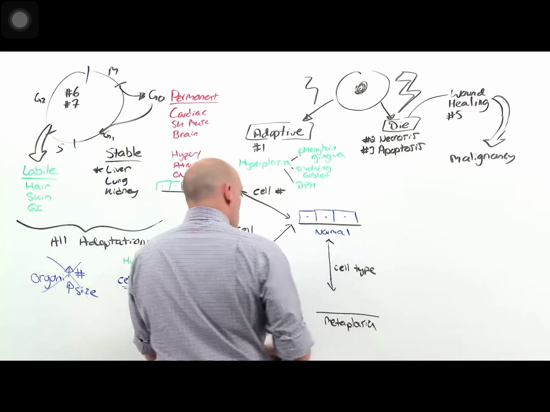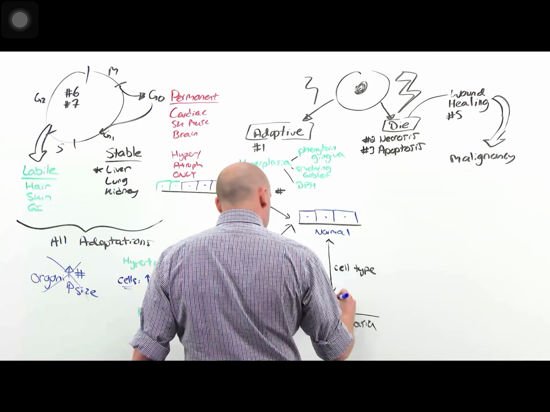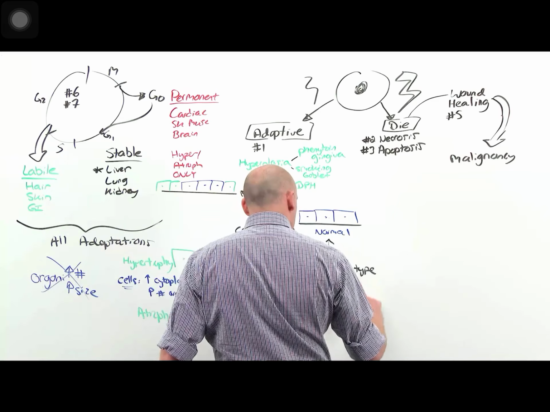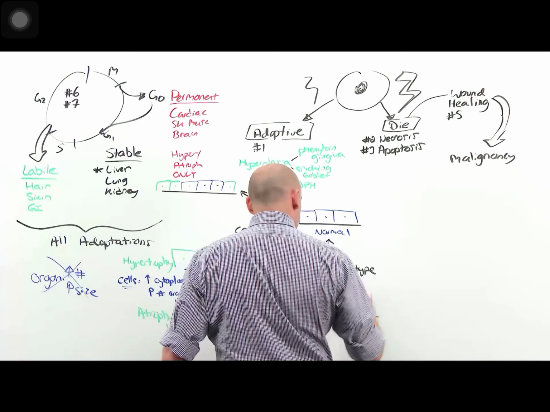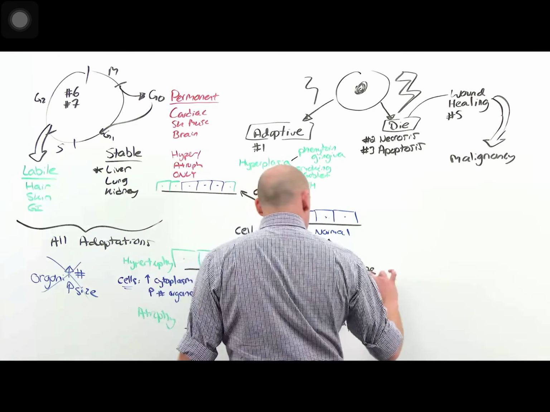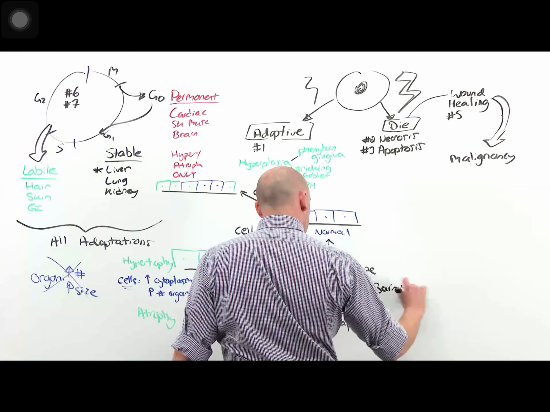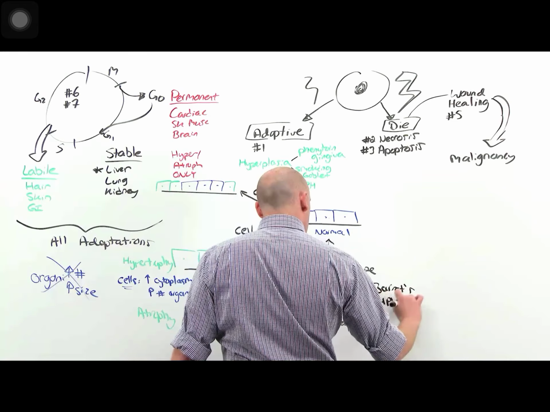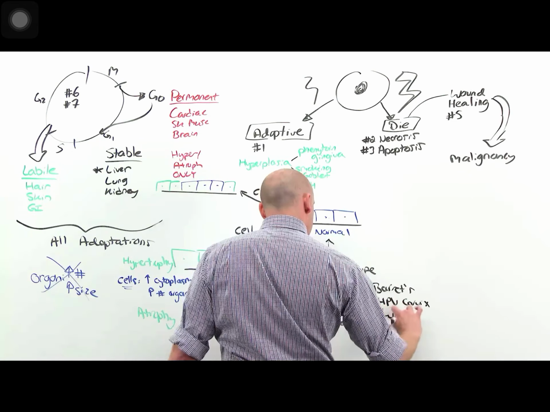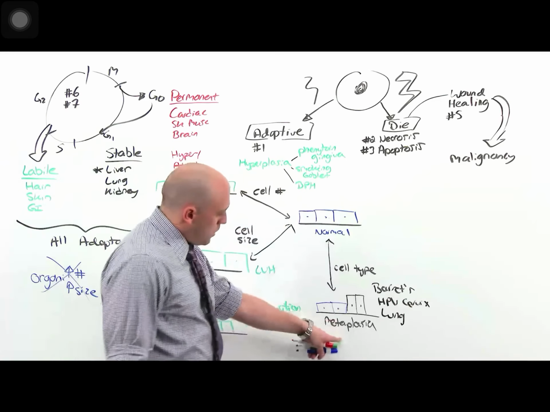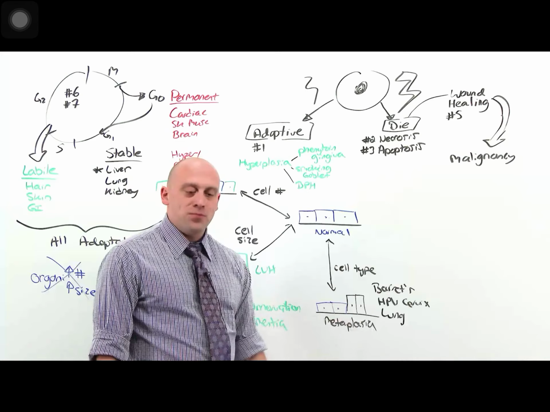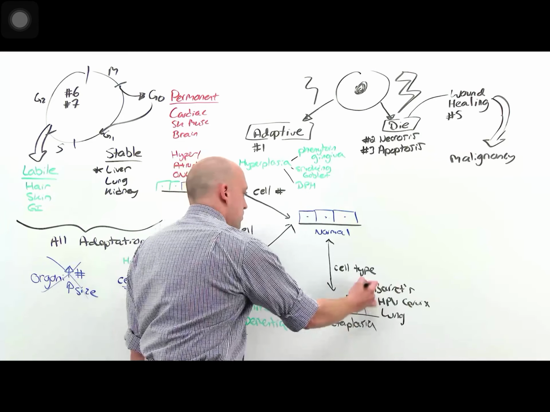This is where the normal epithelium changes to a different normal epithelium. Classic examples of this are going to be Barrett's esophagus, HPV on the cervix, and in the lung. Metaplasia is one good epithelium changing to another. The best example is Barrett's.